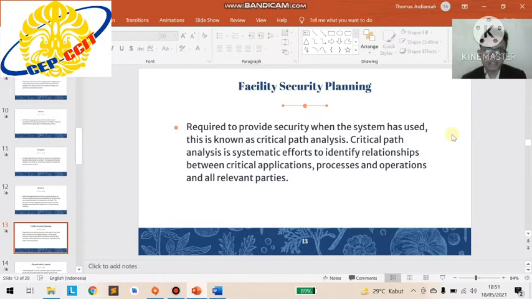So logical controls such as two-factor authentication, firewalls, anti-malware, application whitelisting, vulnerability scanning, and monitoring, and so on, leave your data and equipment vulnerable to the effects that physical access can generate. This is required to provide security when the system is in use. This is known as critical path analysis. Critical path analysis is a systematic effort to identify relationships between critical applications, processes, and operations, and all relevant parties.